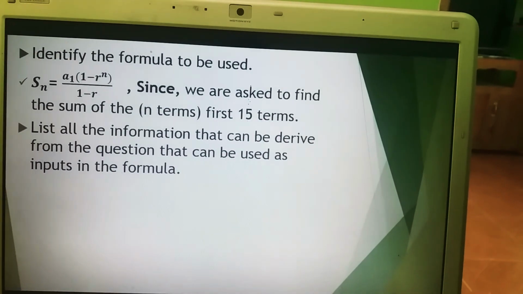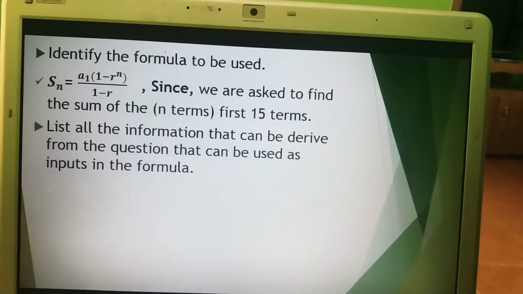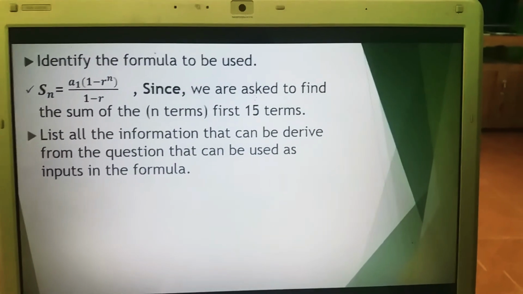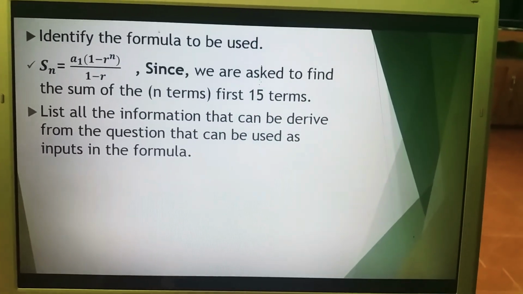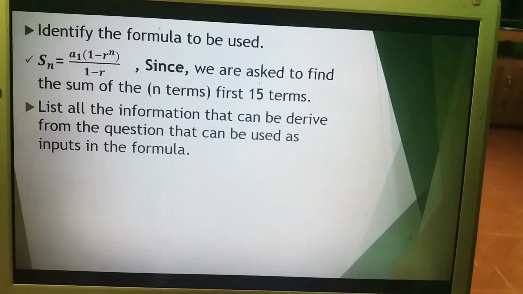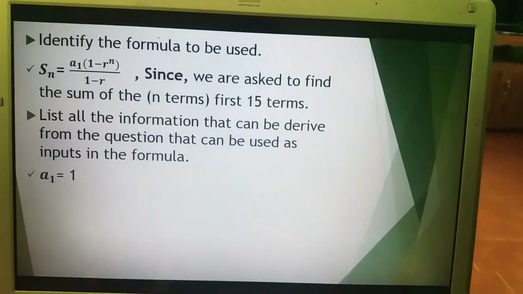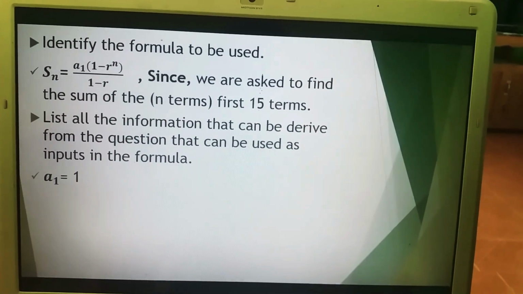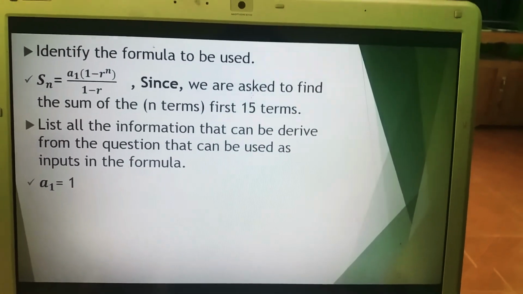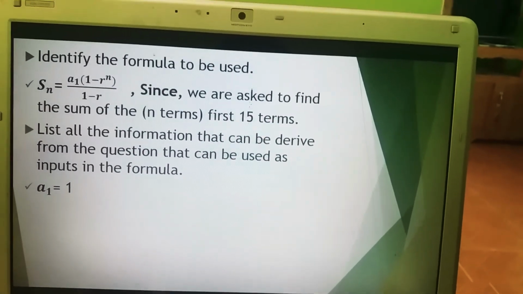Okay. Next, list all the information that can be derived from the question that can be used as inputs in the formula. So, first, we have your A sub 1. Tama, we have 1, 2, 4, and 8. So, your first term is 1.